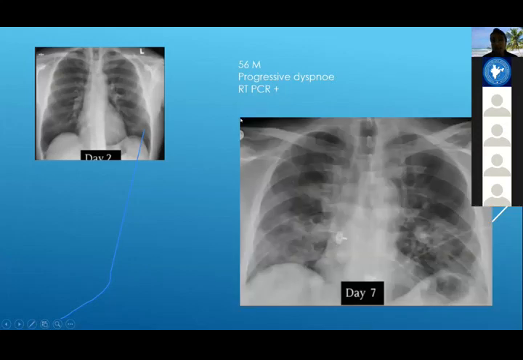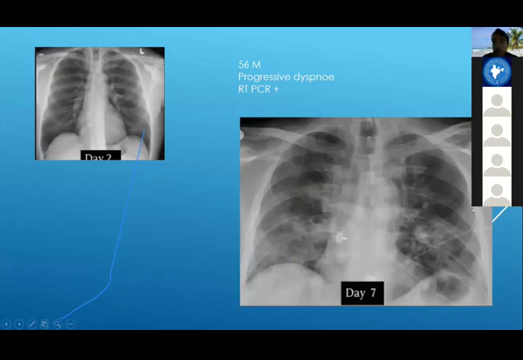Now coming to the next case, a 56-year-old male coming with progressive dyspnea. He is a known COVID patient. A chest X-ray was taken on day 2, which is normal. But again, he had progressive dyspnea, so a chest X-ray was taken on day 7. Now we are seeing multifocal consolidations predominantly in the lower zone.